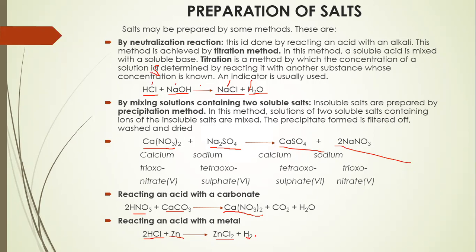So these are the various ways in which salts can be produced. So we've looked at acid, we've looked at base. You've understood that when an acid and a base react, it gives you salt and water. Then we looked at the salt on its own, that is a product gotten from an acid and a base. Then we looked at how salts can be prepared: the titration method, the precipitation method, reaction with a carbonate, and reaction of an acid with a metal.